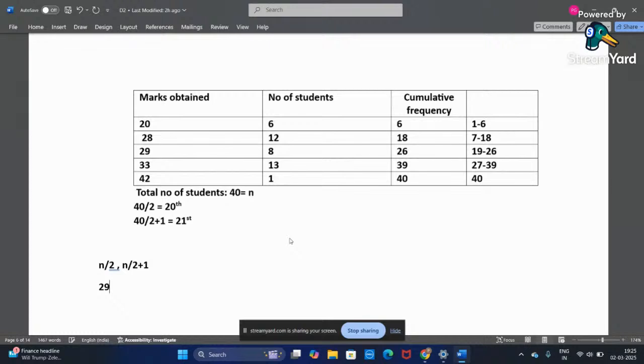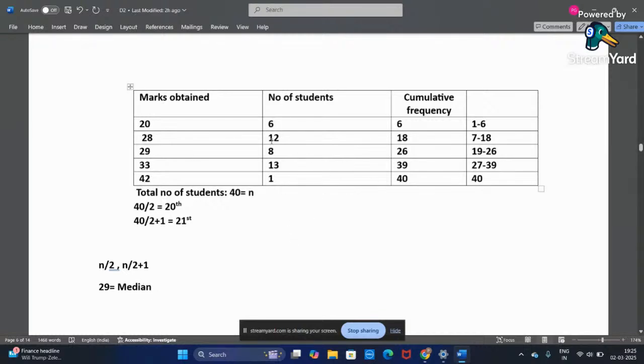So this is your median. This will be your median. 29 marks will be your median.